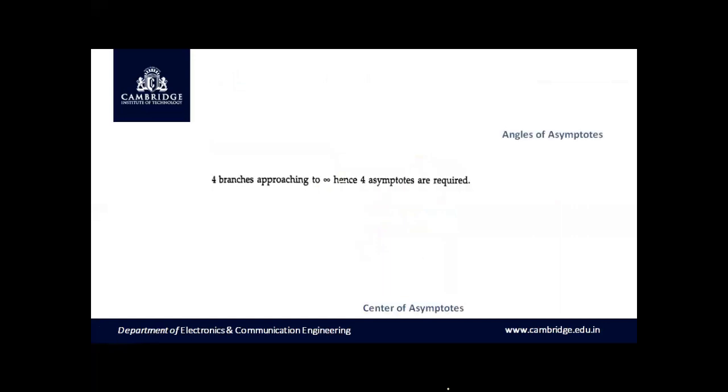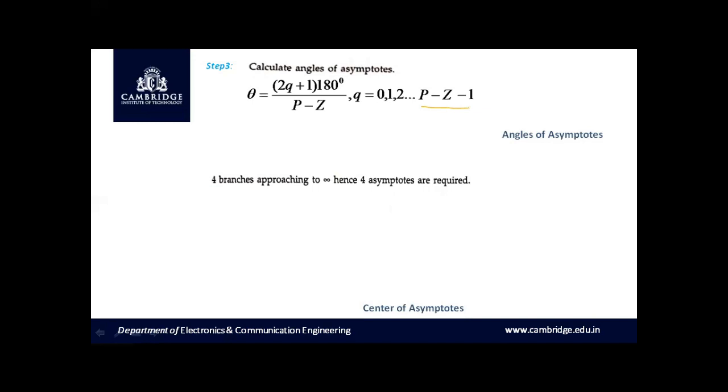Step 3 is to calculate the angle of asymptotes. So we know the formula to calculate the angle of asymptotes, which is given by theta equal to (2q+1) times 180 degrees divided by (p minus z), where q equals 0, 1, 2, 3, and so on, extended up to p minus z minus 1. And the number of asymptotes is given by p minus z. As we have p equal to 4 and z equal to 0, in this case we will be getting 4 asymptotes.